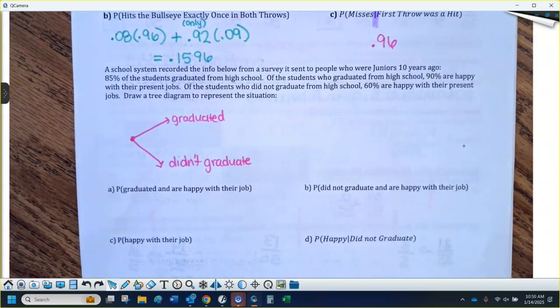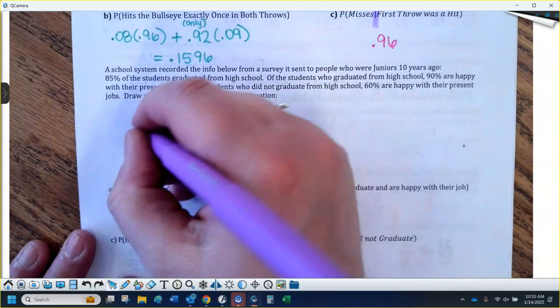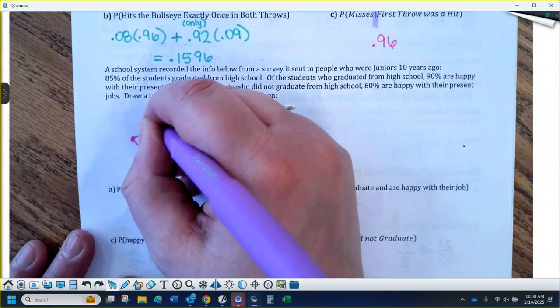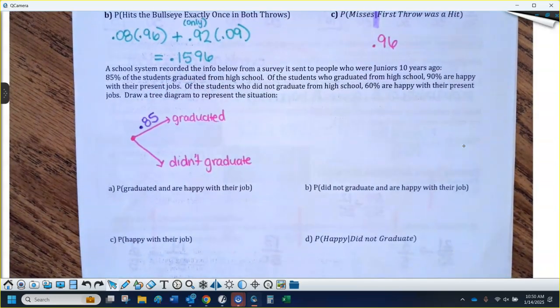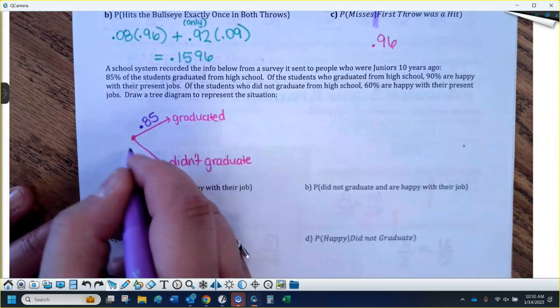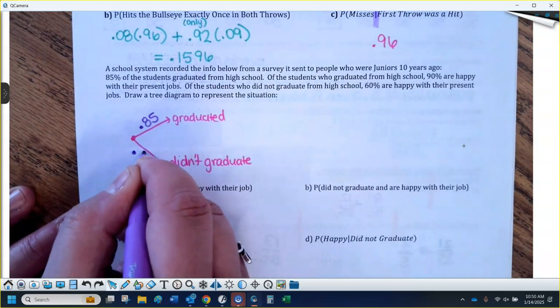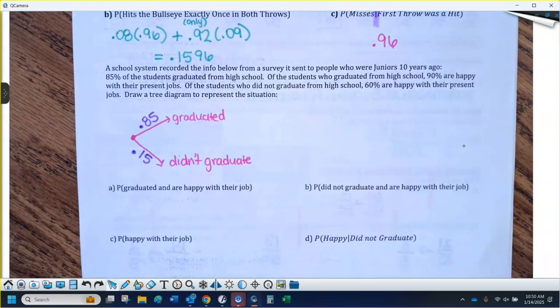And then it says, right in that direction there, it says 85% of the students graduated from high school. Okay, so I'm going to go ahead and put a 0.85 along the graduated line. What would you put along the line for they didn't graduate? If 85% graduated, how many didn't? What percent? 15, right? They have to add up to 1. So just take 1 minus 0.85, or you could just think about 100 minus 85, so you'd have 15 left.